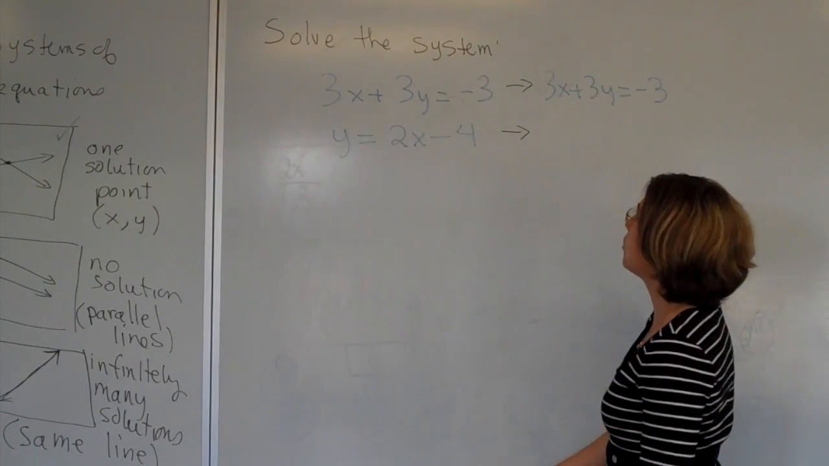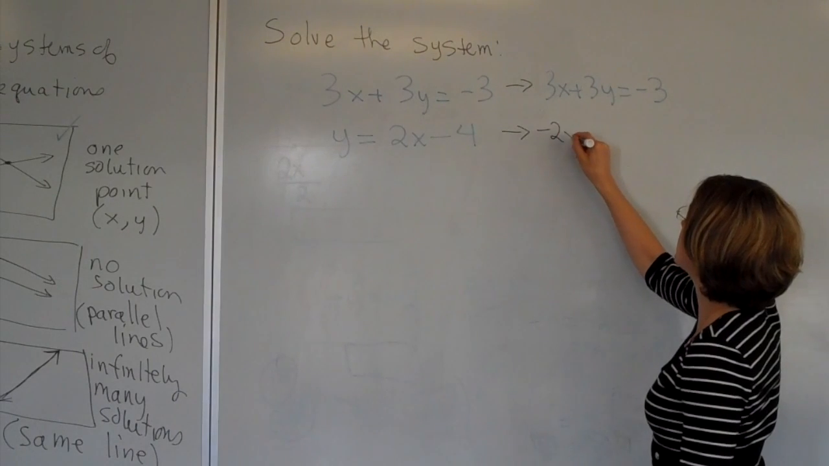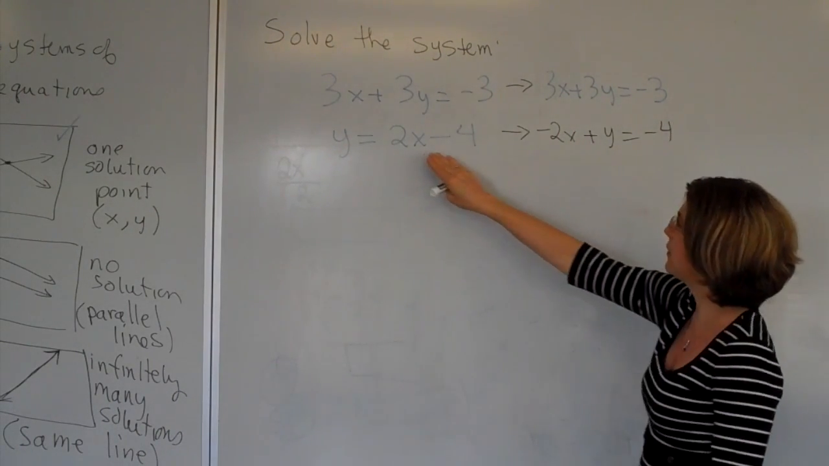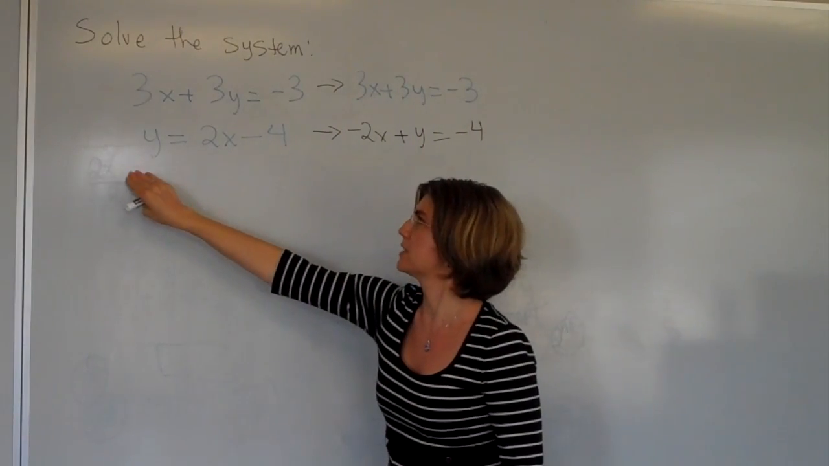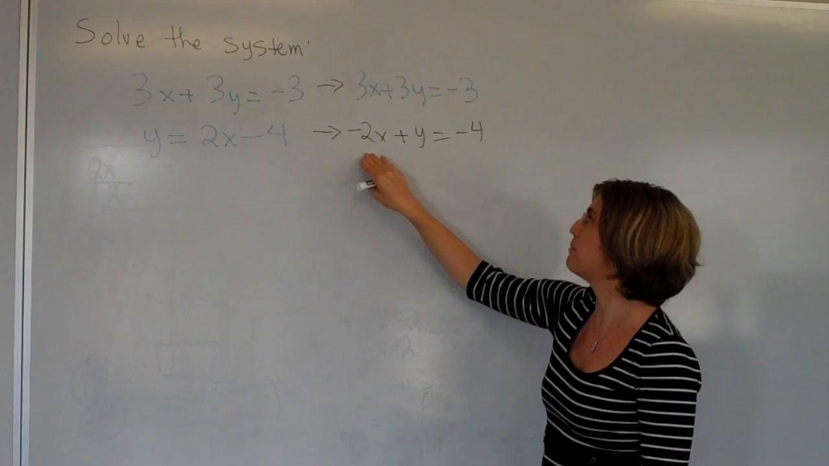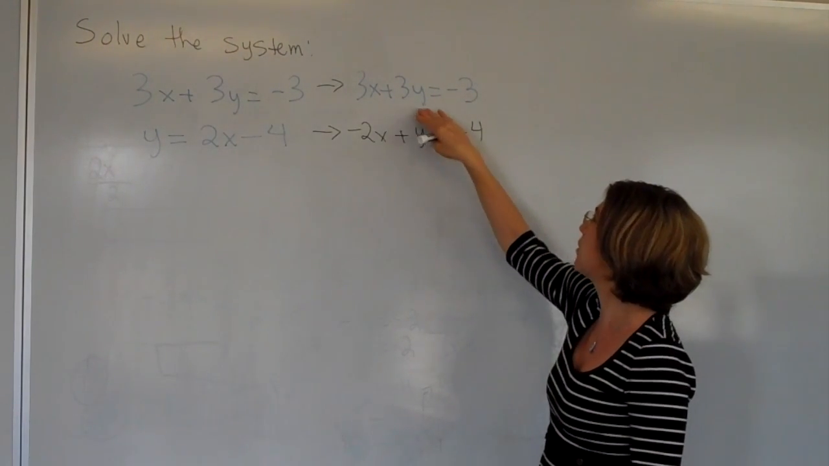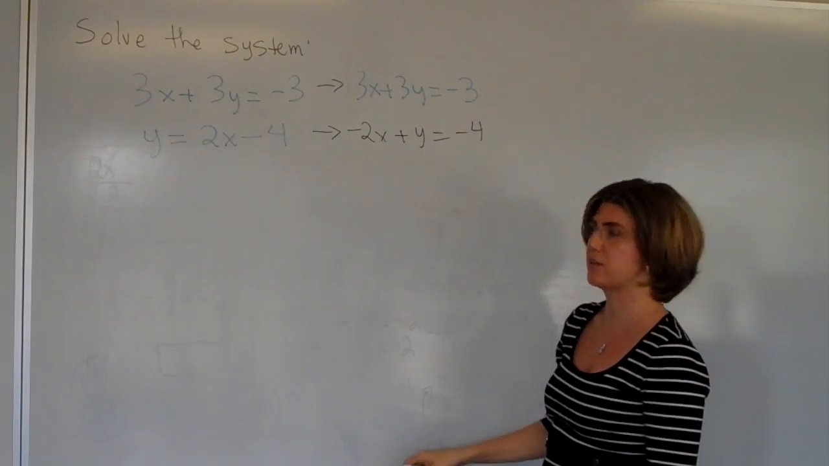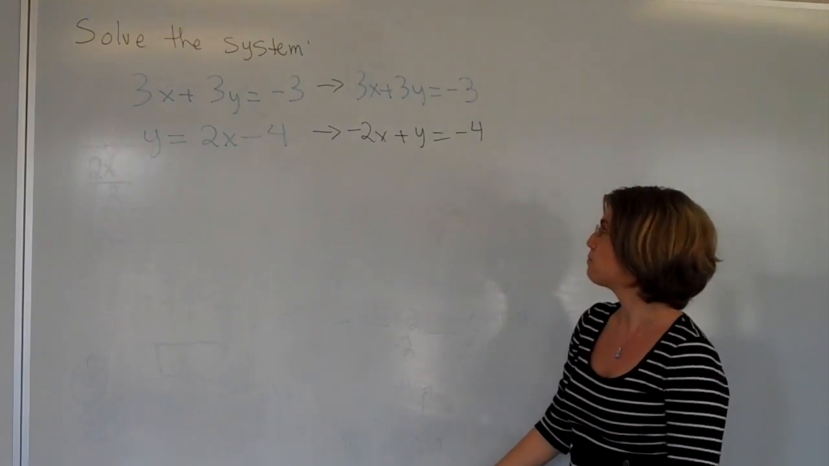But for this one, I'm going to subtract 2x from both sides, thus giving me minus 2x plus y equals minus 4. Can you see what I did here? I subtracted 2x from this side, which gave me 0, and I subtracted 2x from this side, which gave me minus 2x plus y. Notice now the x is on top of the x, and the y is on top of the y, and the number is on top of the number. The equal signs are also aligned. This makes it much easier to solve by elimination.